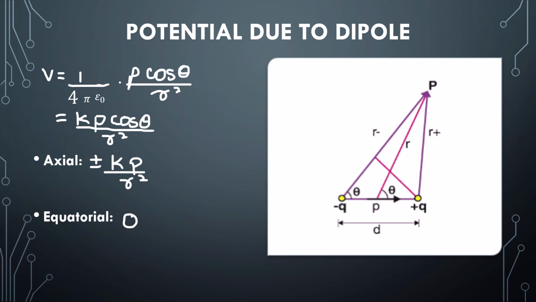Next is potential due to a dipole, which is represented as this. The formula is V equals 1 upon 4 pi epsilon naught, that is K, into P cos theta upon R square. So the formula is K p cos theta upon R square. At the axial point, it is plus minus K p upon R square, as cos theta is equal to 1, and at the equatorial axis, it is 0, as theta is 90 degrees, so cos theta is 0.